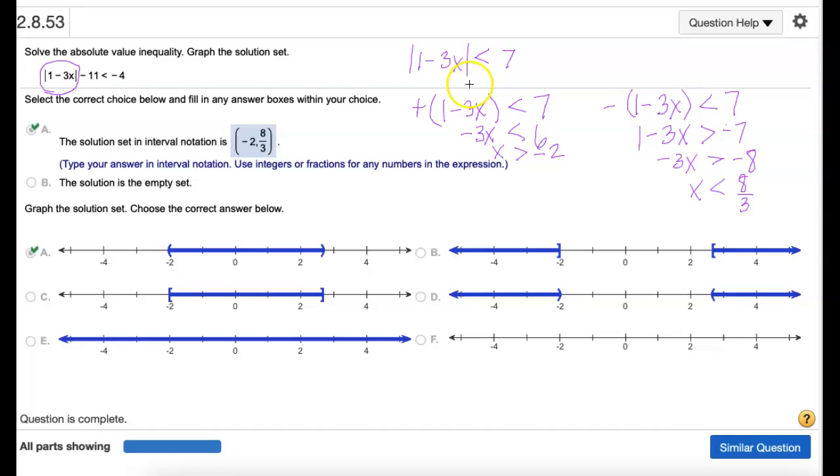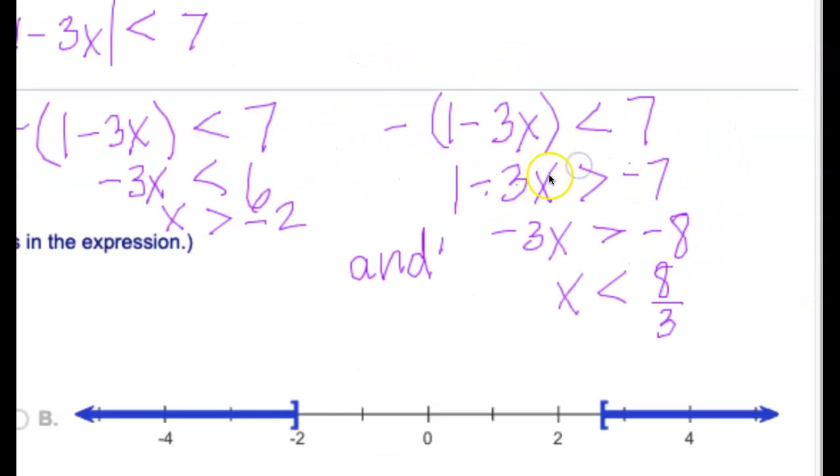And I forgot to mention this at the beginning, but because the original absolute value inequality was less than, I know that these two solutions are going to be joined with the word and. So it's an intersection of both pieces.